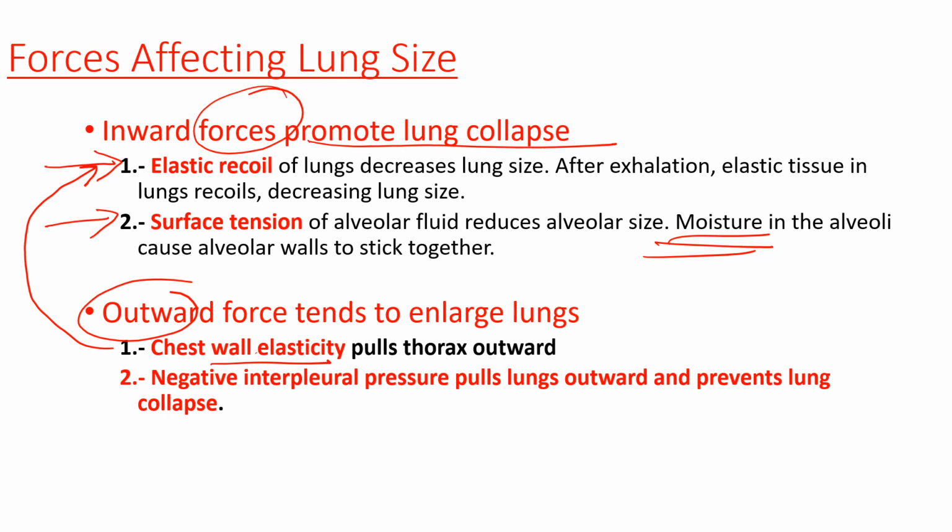That's one thing. The other thing is the negative intrapleural pressure, which again prevents lung collapse because it's going to pull on the lungs, the negative pressure. And then obviously surfactant will lower the surface tension due to the moisture in the alveoli.